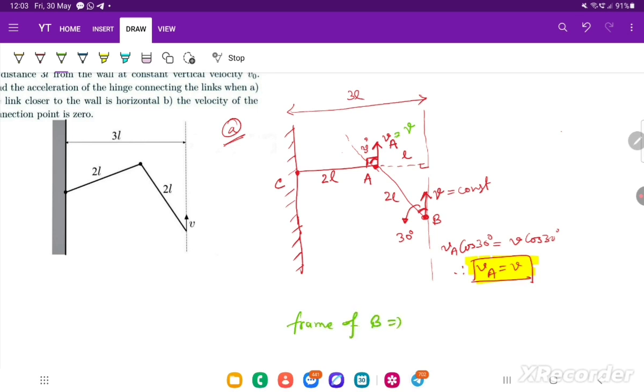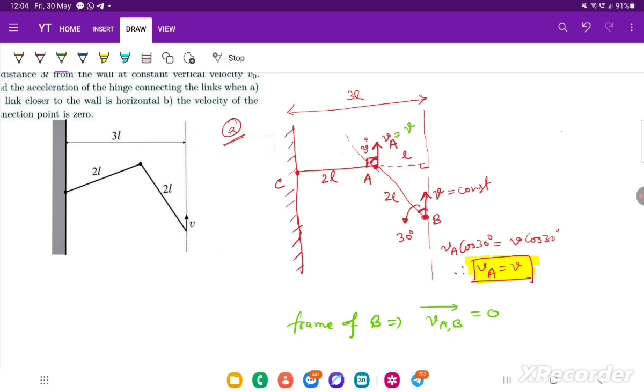From the frame of B, velocity of A with respect to B will be nothing but 0. What will you do in relative velocity? We just reverse the velocity of the observer and add it with the velocity of the object whose relative velocity we are trying to find out.